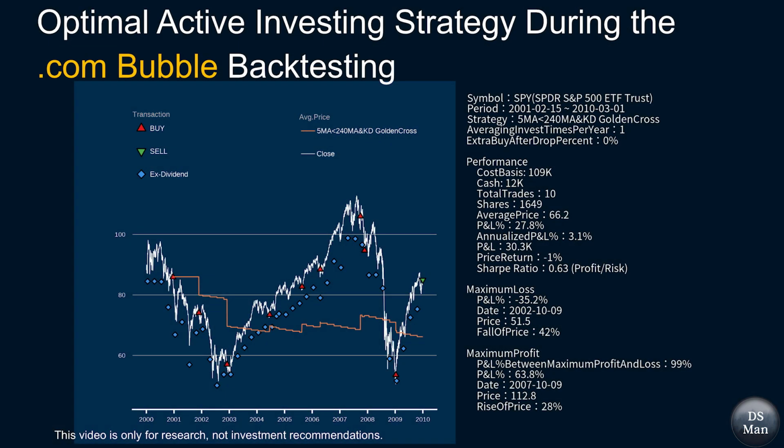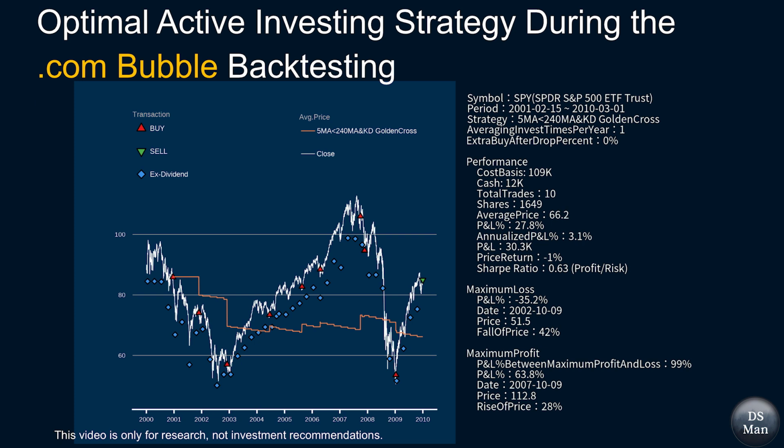Now that we've identified the best performing strategy, let's break down how it actually performed during the dot-com bubble and the years that followed. Strategy overview. Strategy: 5 MA lower than 240 MA and KD Golden Cross. Trades made, 10. Average buy price, $66.20. This strategy relies on moving averages and momentum indicators to time entries and exits. It avoids long downtrends and captures profitable rebounds.